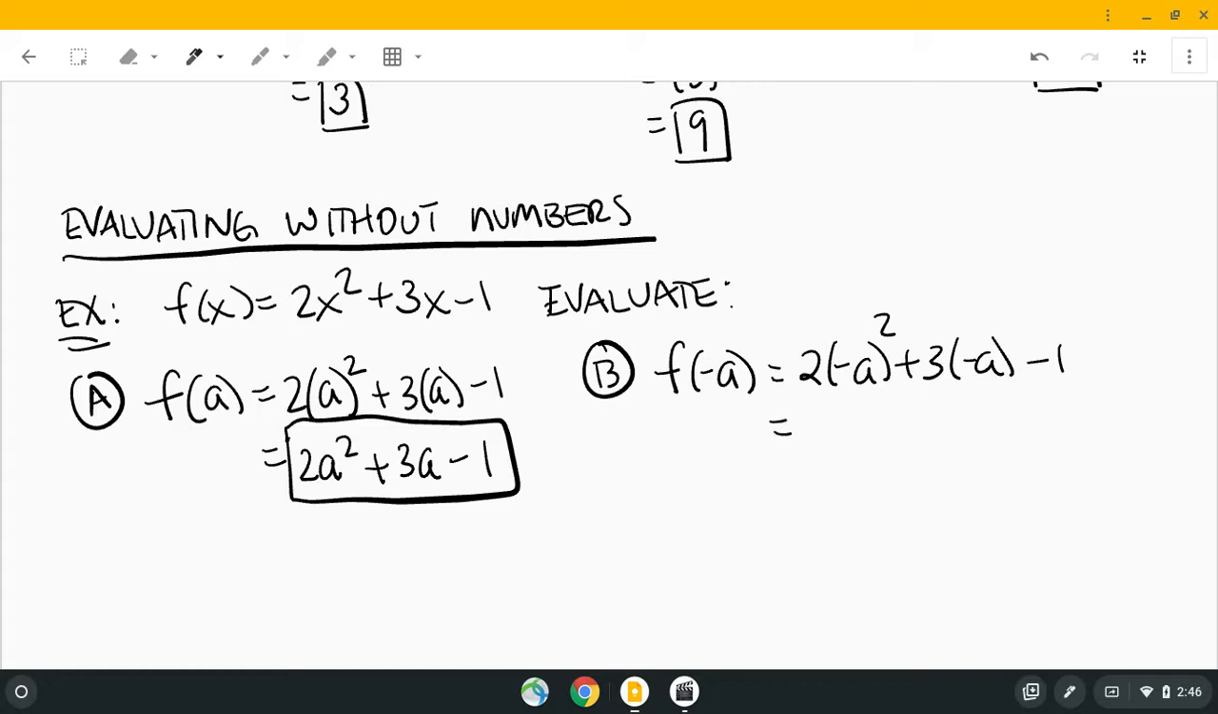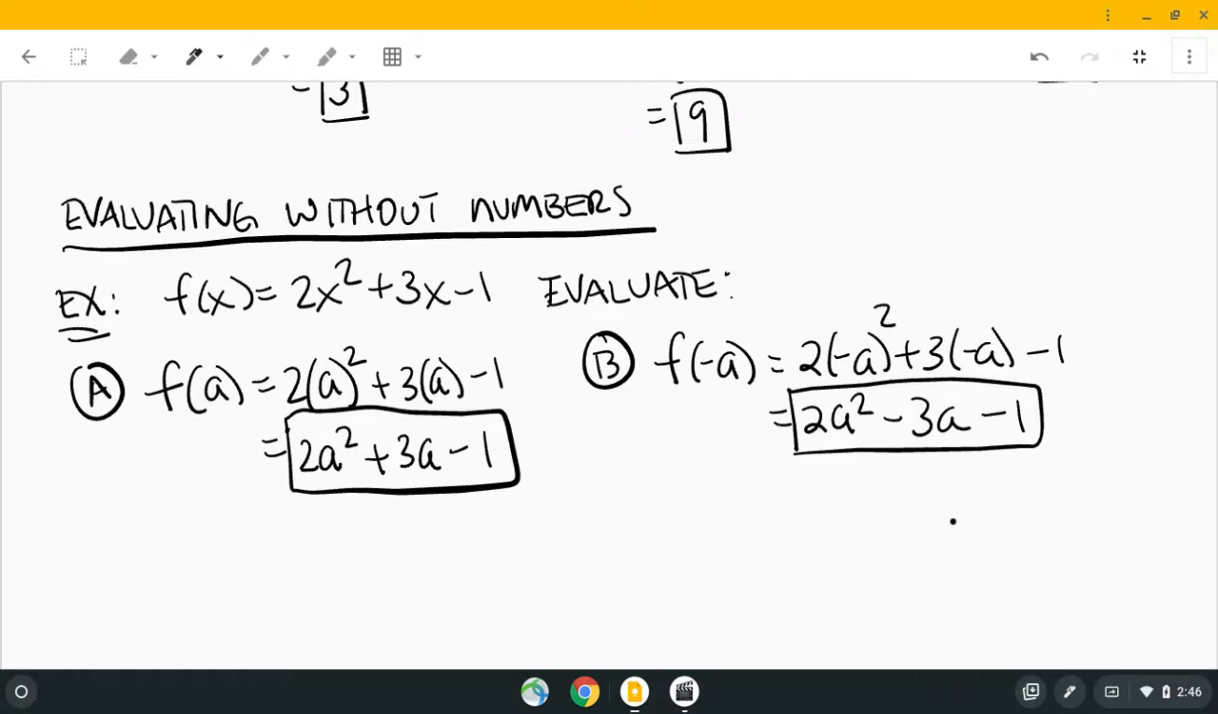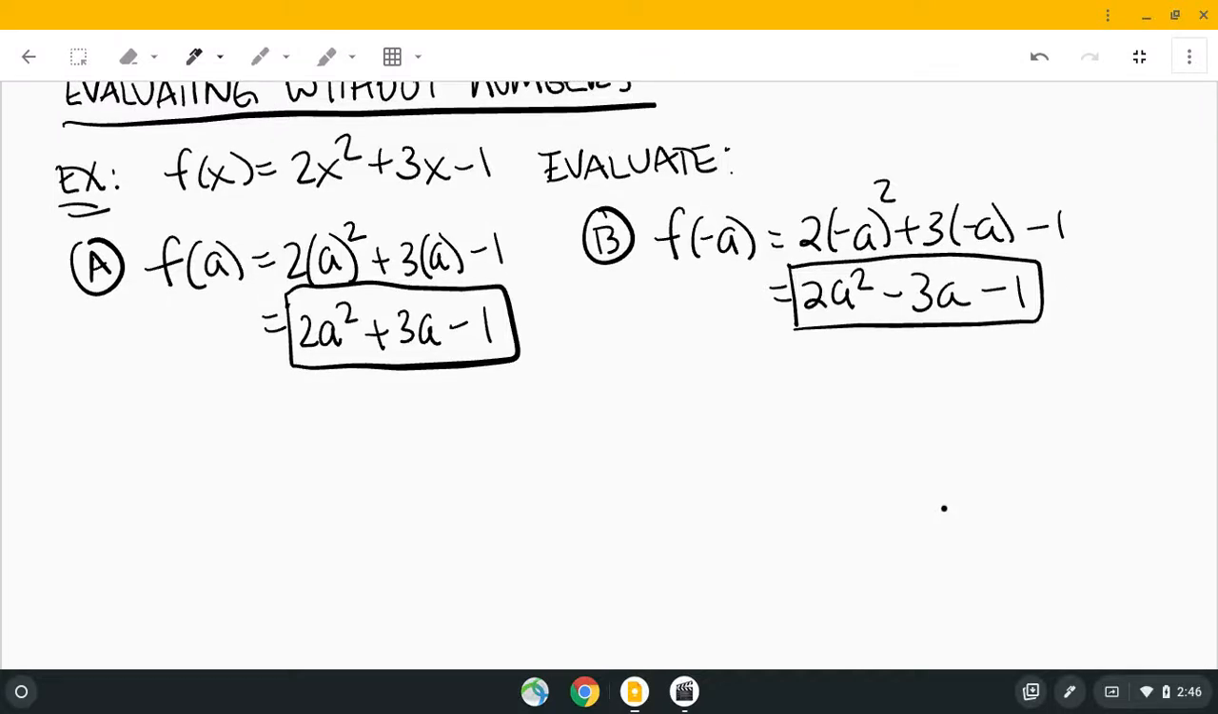And then when you work this out, negative a squared is negative a times negative a, which is positive a squared. And then here, 3 times negative a becomes negative 3a. So this would be your final answer. This is about as tricky as these get when you have a negative. Just be careful with your signs. All right, so that's how you evaluate without numbers.